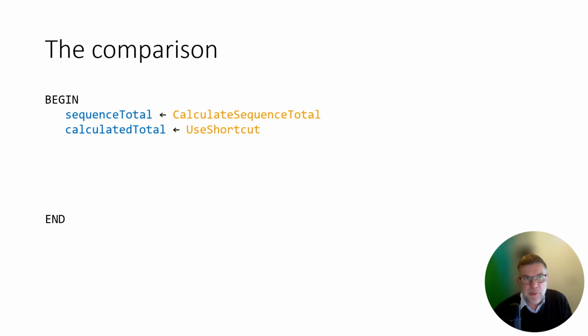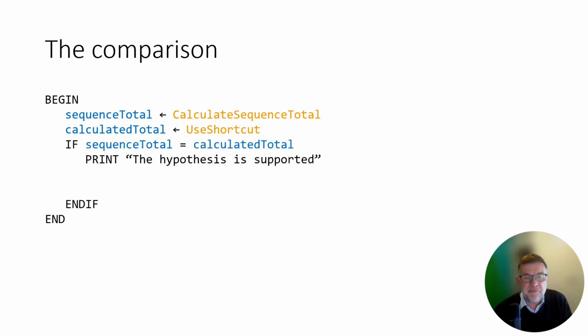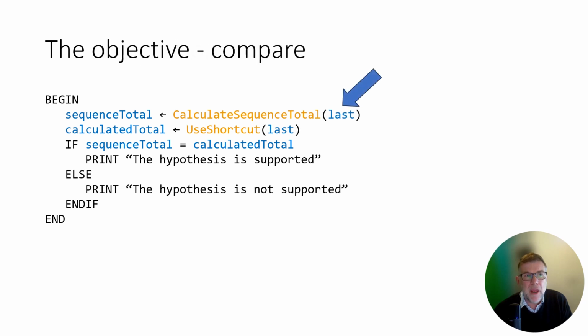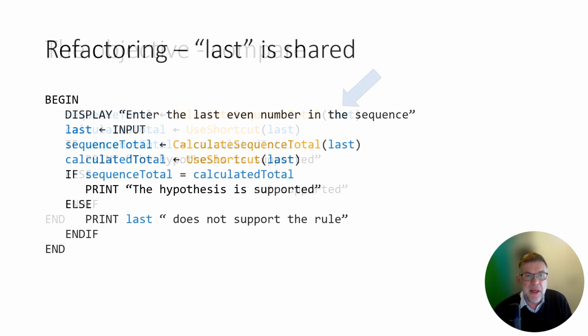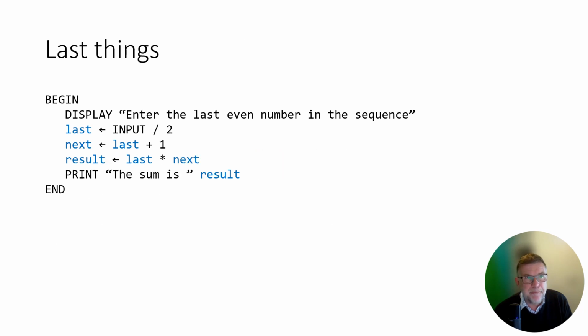Here we introduce the blocks. We don't really care what's in them as long as they do their job. The last part is selection. If they're equal, do this. Otherwise, do this. We do need to pass in our test number. And that number has to be derived or taken from the user.